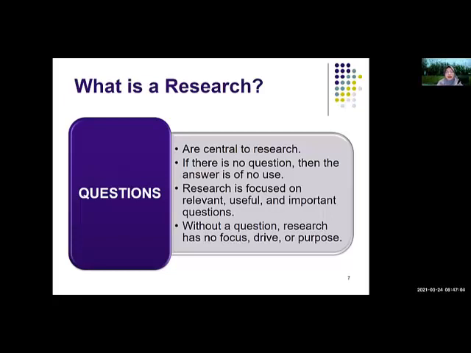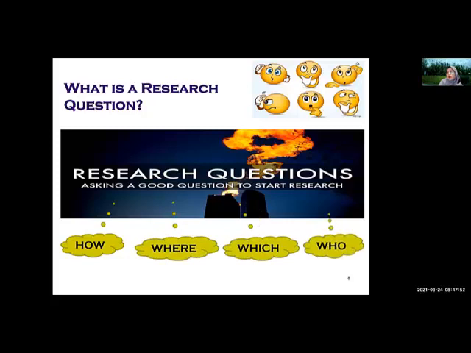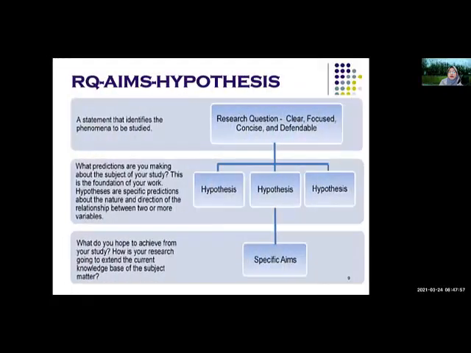Read from the literature what are the questions that other people have tried to answer, and what are the questions that have not yet been fully answered. That means there is still an issue. What is a research question? Asking a good question to start the research. You need to use questions like how, where, which, who, why, what, can. So all these WH questions or can, all the question types.